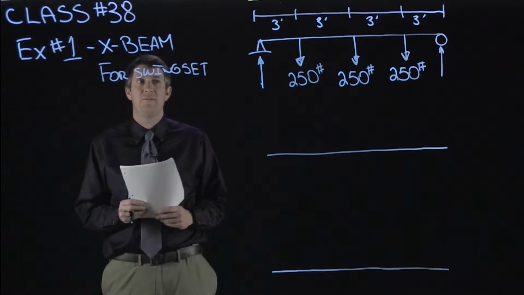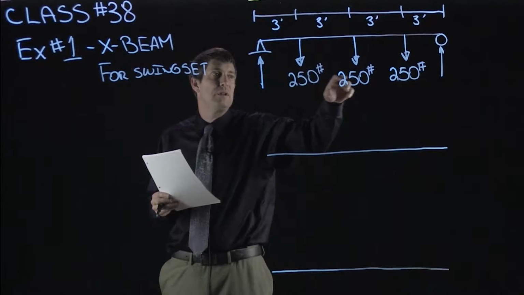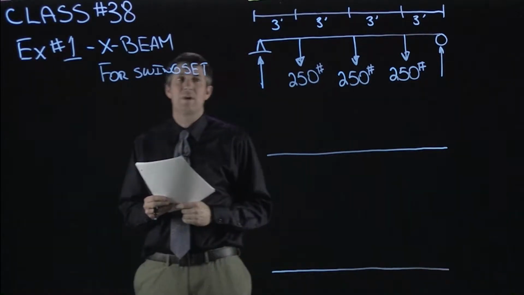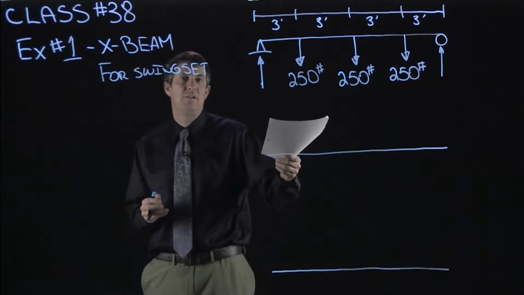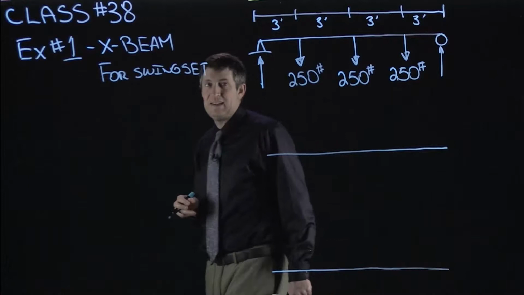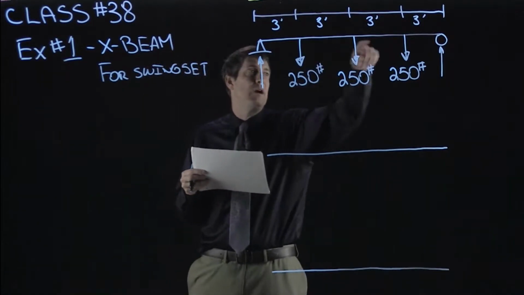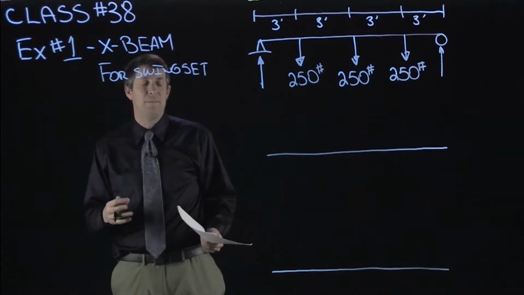So what we have here is the cross beam over here, and we have three swing locations, all located about 3 feet apart. And we have a 250-pound load, a 250-pound load, and a 250-pound load hanging off of our cross beam right here. What we're going to do is try to design what size that beam needs to be.